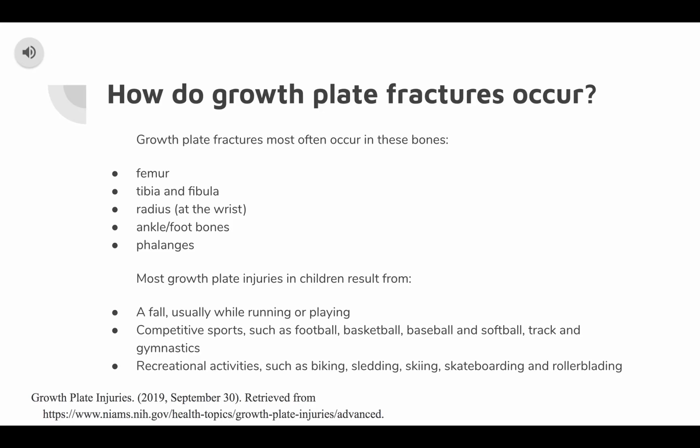And most growth plate injuries in children result from a fall, usually while running or playing competitive sports such as football, basketball, baseball, softball, track, and gymnastics. Also in competitive sports, a lot of the repetitive movements in sports like gymnastics or baseball can cause growth plate injuries too, just from the constant pounding on the bones. And then also recreational activities such as biking, sledding, skiing, skateboarding, and rollerblading.